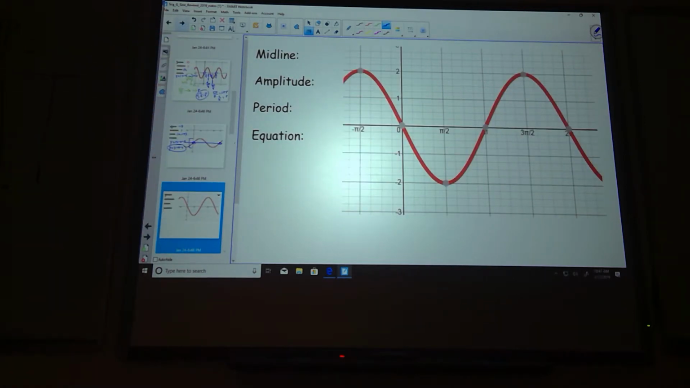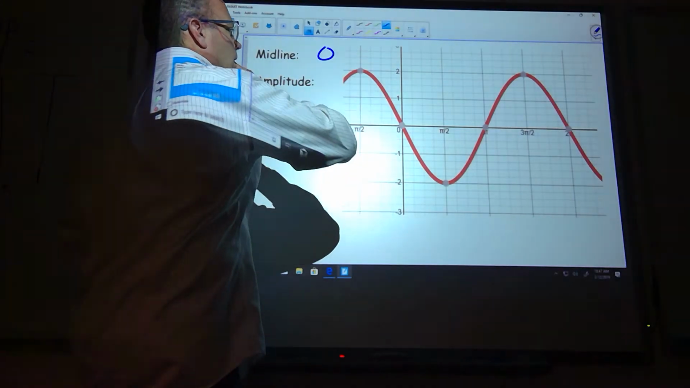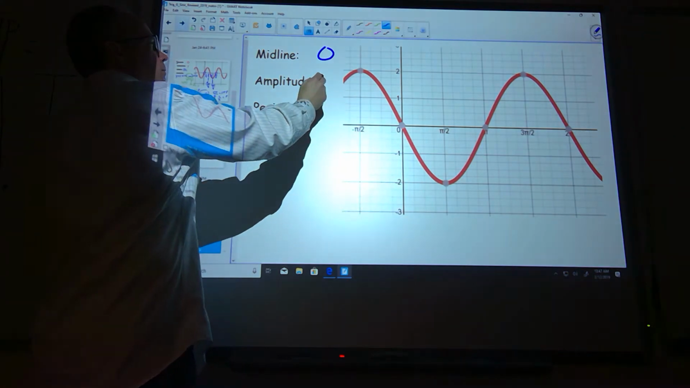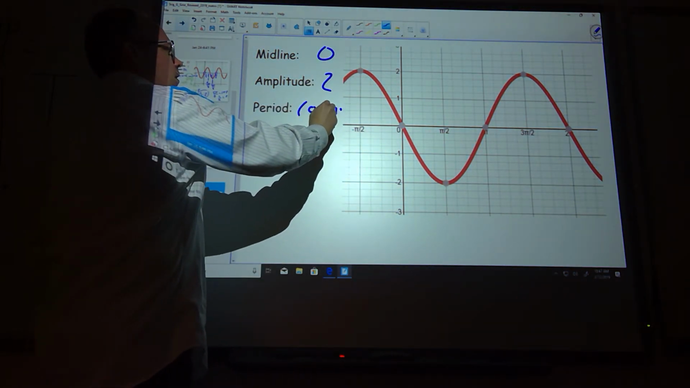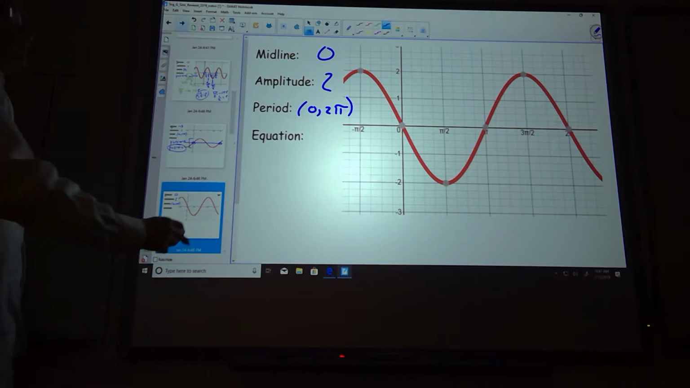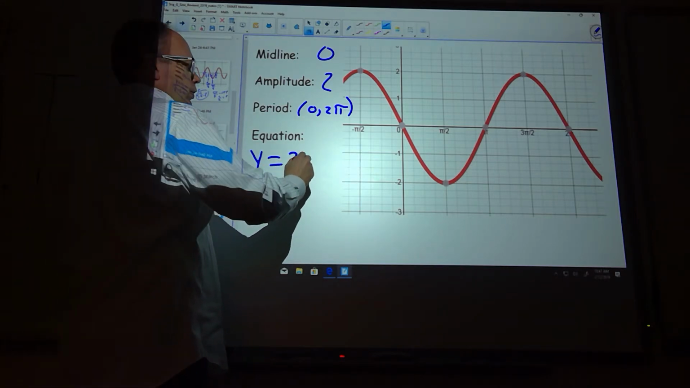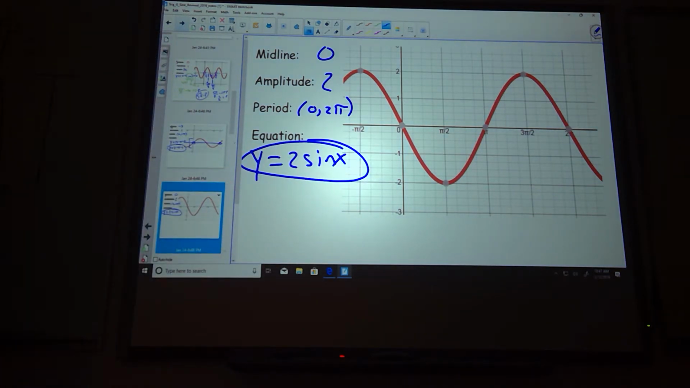All right. So midline is 0. Okay. Amplitude, how far above? 2. Goes from 0 to 2 pi. Agree? Anyone want to take a shot at what this equation is? Y equals 2 sine. There you go. Y equals 2 sine x. Done. That 2 out front just makes it go that much higher or lower below the midline.